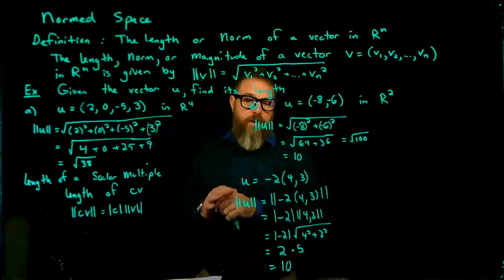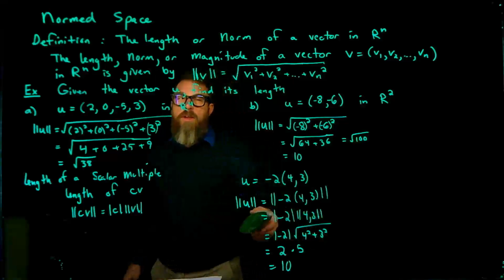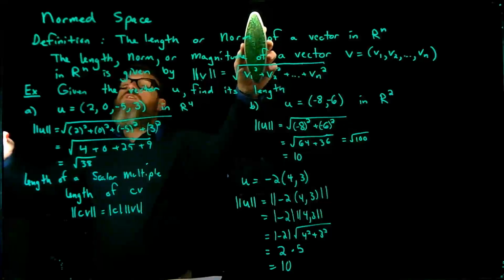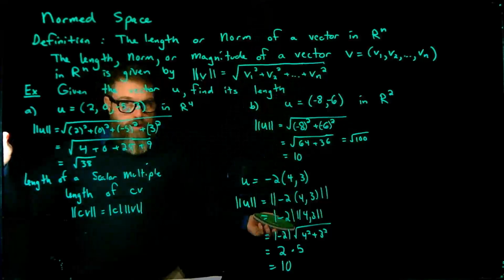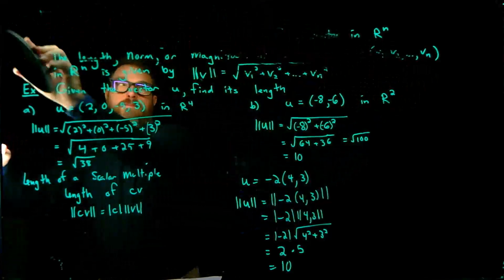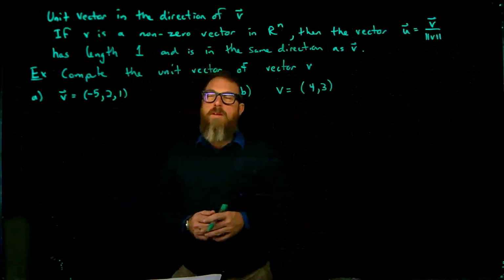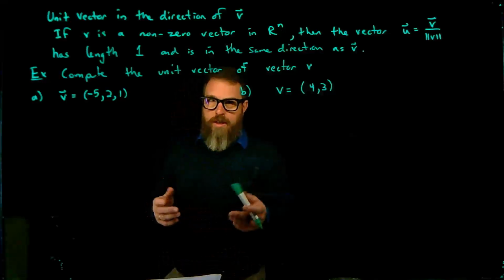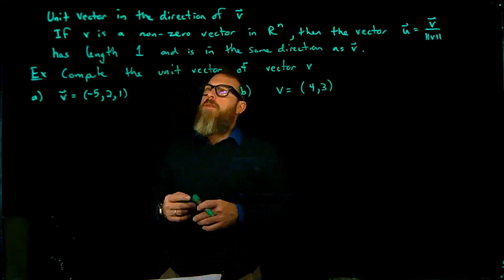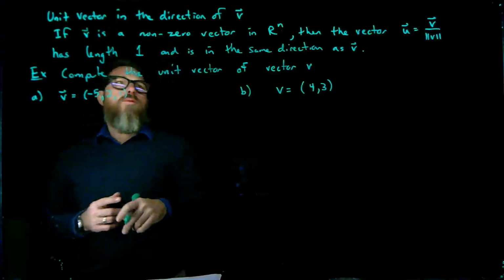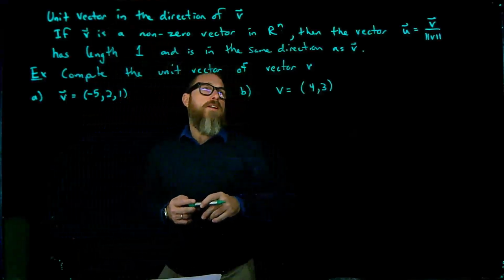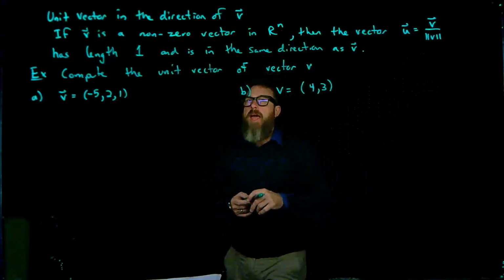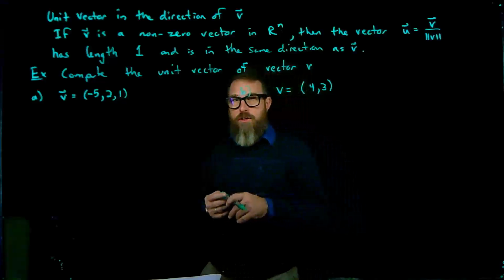So with this property, we can also discuss what's considered a unit vector, because it's just a scalar times another vector. So how do I make a vector of length 1 is really what we're trying to pull off. So the unit vector becomes useful, like especially in a Calc 3 class. If v is a non-zero vector in Rn, then the vector u, which is defined by v divided by the magnitude of v, has length 1 and is in the same direction as v.